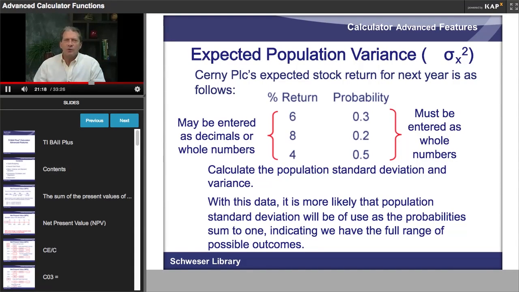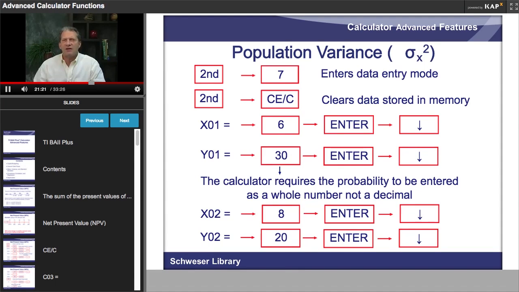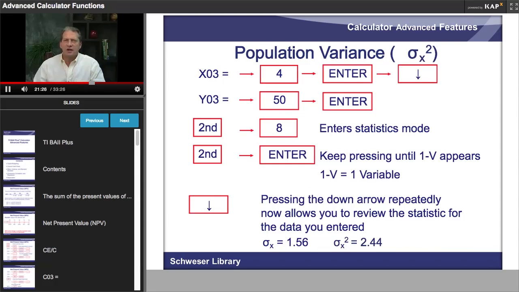So we enter those probabilities as the y's, right here and right here. We enter the x values as the x's. And then we tell it it's one variable. When we tell it it's one variable, it knows that those y values are probabilities. And we can go down and find that the population standard deviation, given that probability model, is 1.56%. And then we can square that to get 2.44 for our population variance.